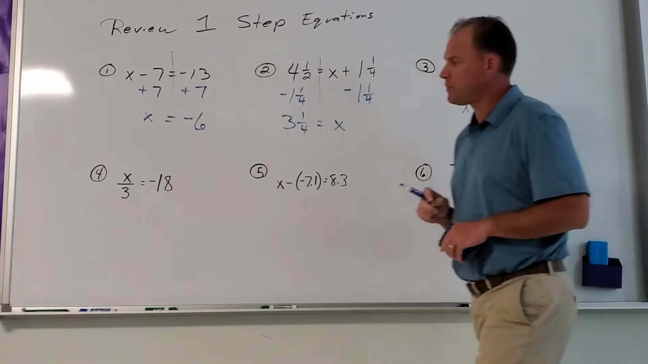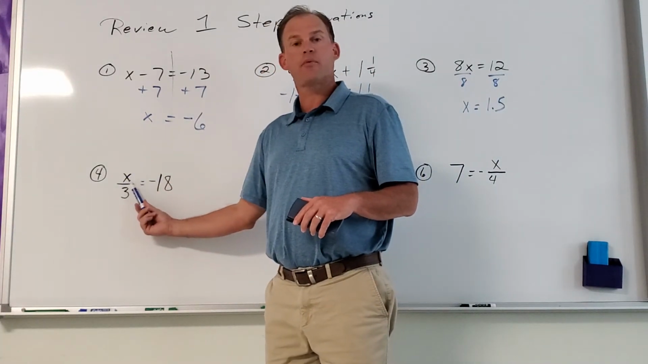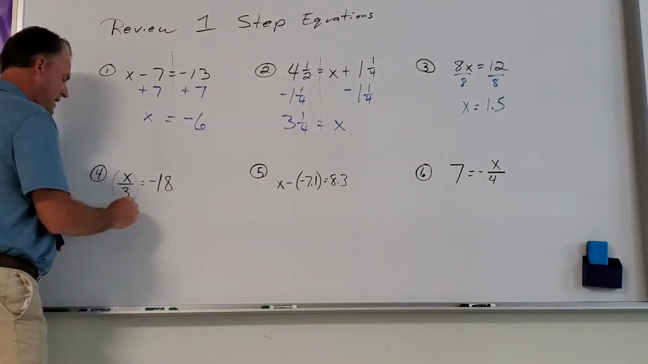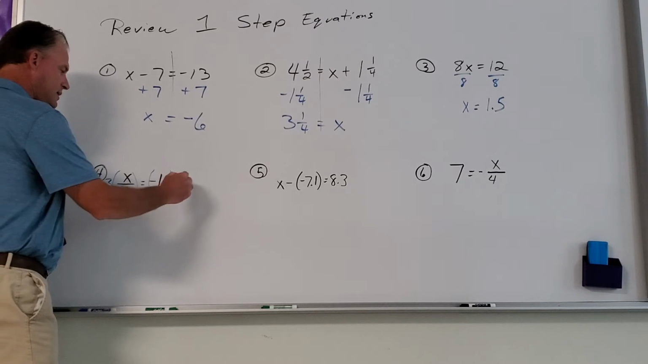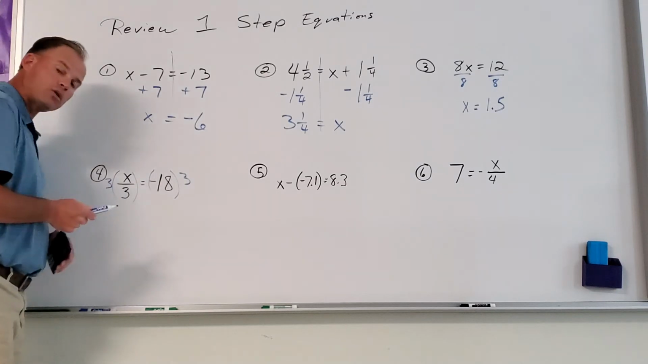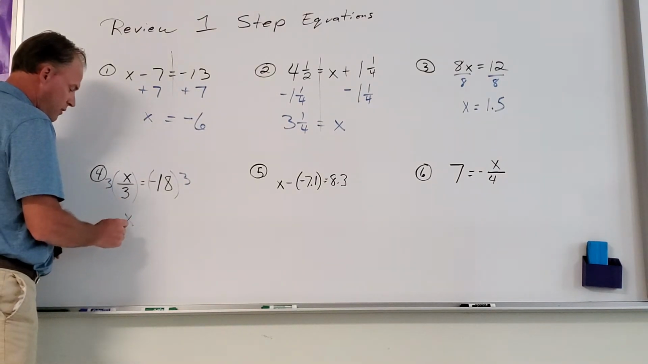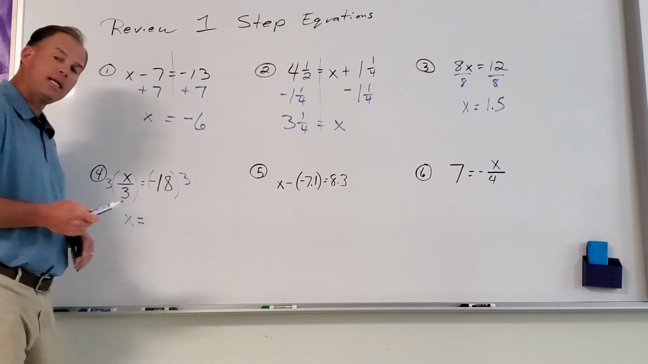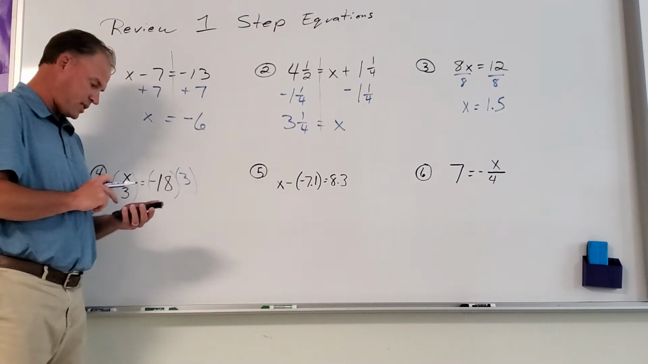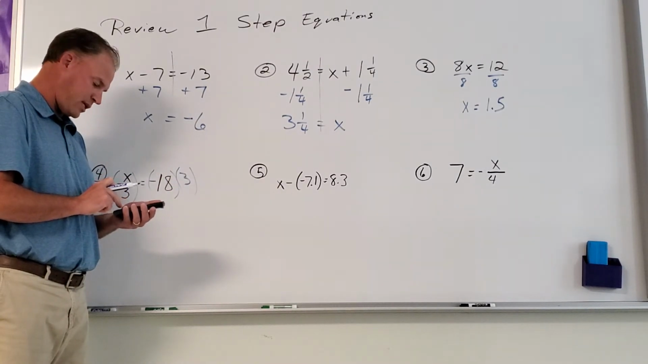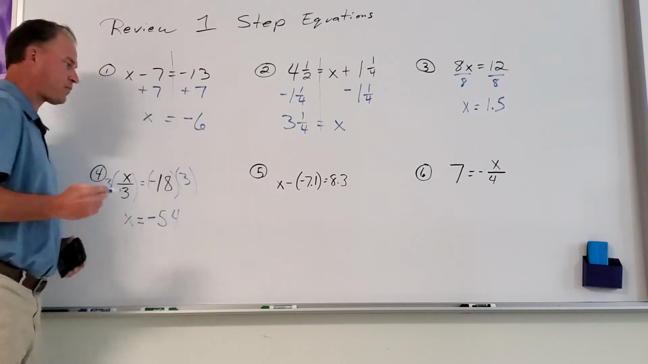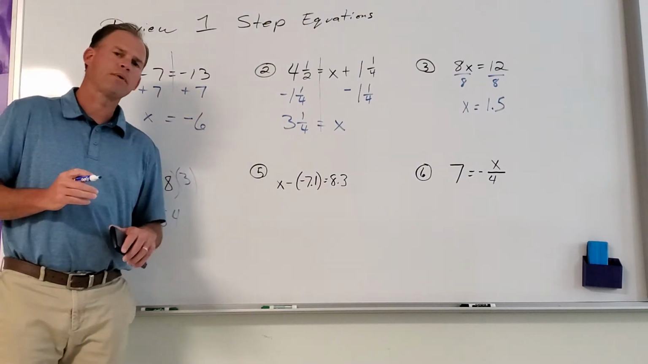Moving on to number 4. Inverse operation. You see division, so you should be multiplying. That's the inverse. Both sides by the same thing. So now here I have x divided by 3, so I multiply both sides by 3. The inverses leave me with 1x. 18 times 3. Notice this is times 3. That's not an exponent. I wrote it a little small, but that is times 3. So negative 18 times 3 gives me negative 54.